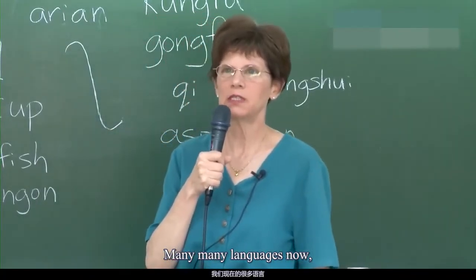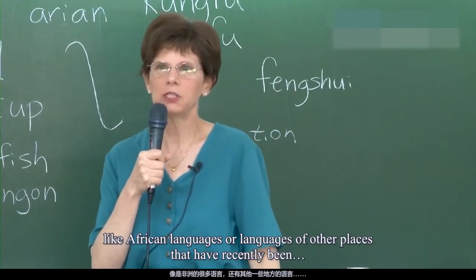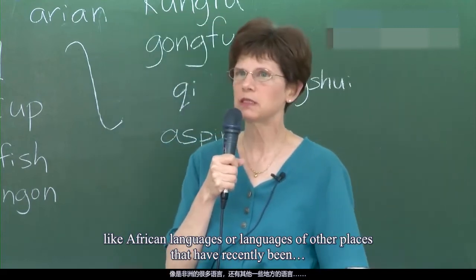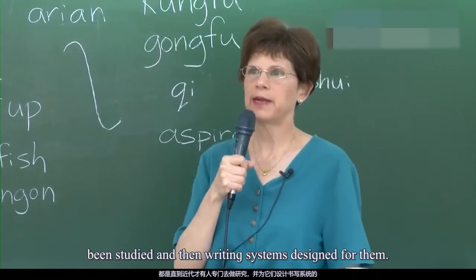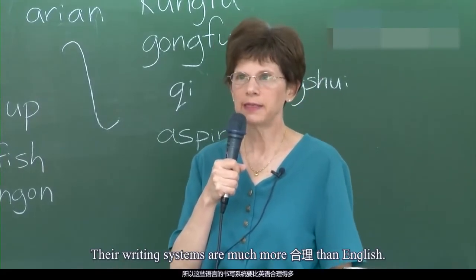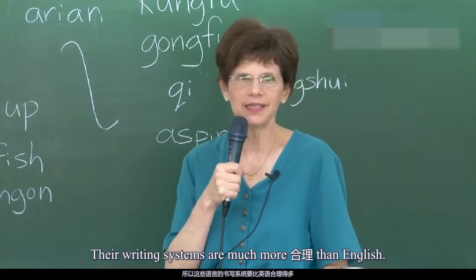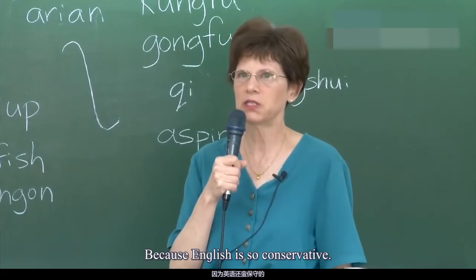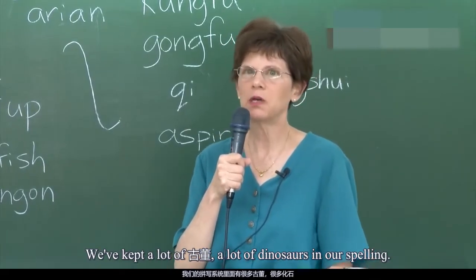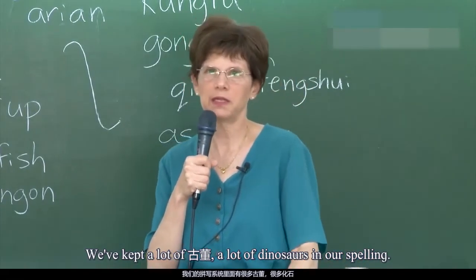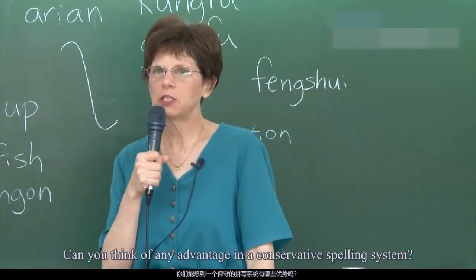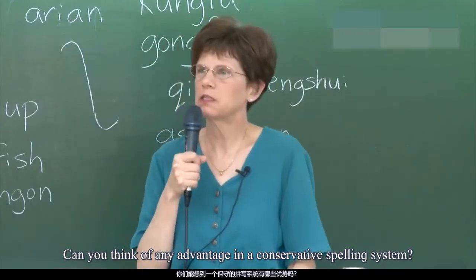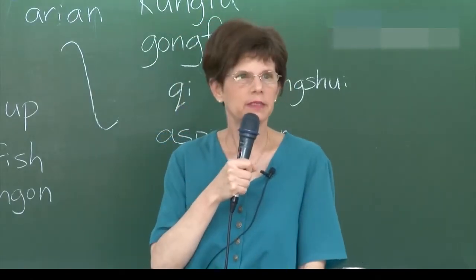Many, many languages now, like African languages or languages of other places that have recently been studied, and then writing systems designed for them. Their writing systems are much more rational than English, because English is so conservative. We've kept a lot of antiques, a lot of dinosaurs in our spelling. But we get attached to them. It's not without advantage. Can you think of any advantage in a conservative spelling system?